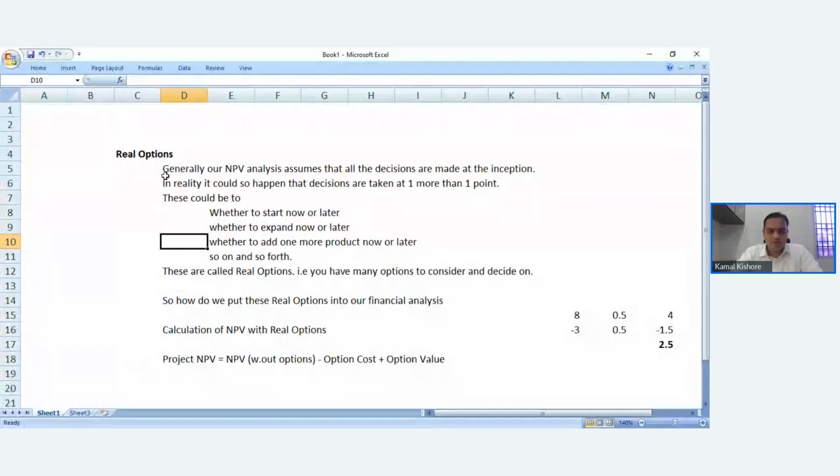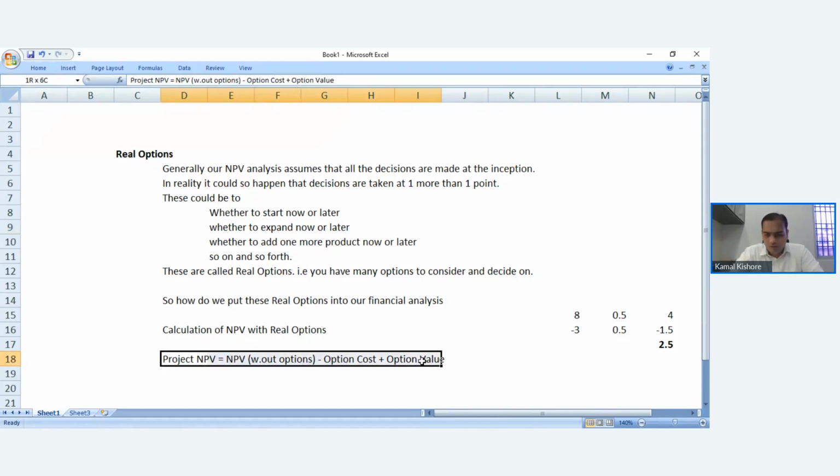As I said, generally our NPV assumes that all the decisions are made at this point, but you have a lot of options: whether to start now or later, whether to expand now or later, whether to add one or more products, right? So how do we put these real options into our financial analysis? Basically using a small, effective formula called project NPV.